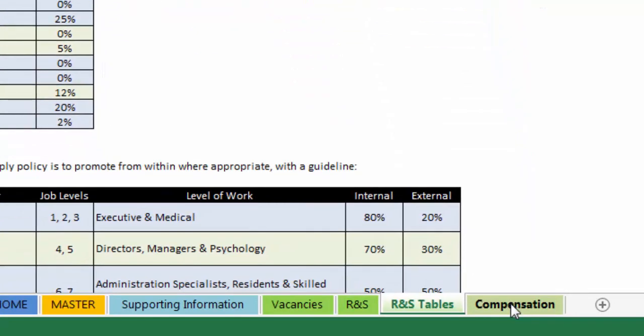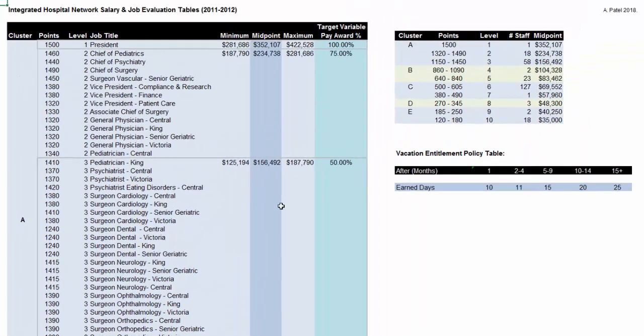Okay. Now there's one last tab that you might or might not use for this exercise. Maybe in the future, but it's a good idea to have a look at it, and it's compensation, which is breaking down the various jobs into clusters and point values at your job evaluation, and actually giving you the mid and the maximum point so you can have a look at the midpoint. However you use this, it's entirely up to you.